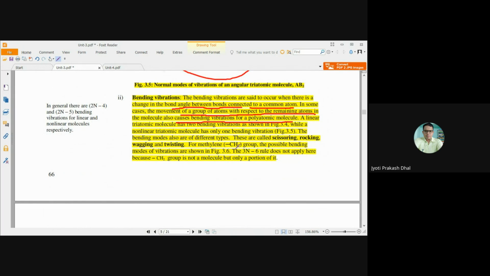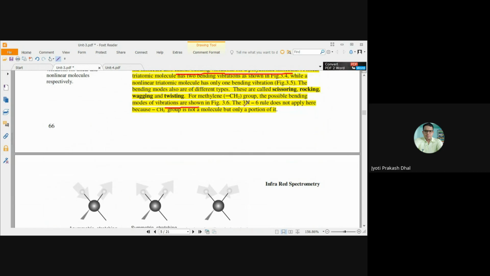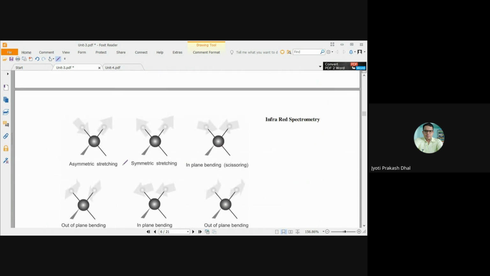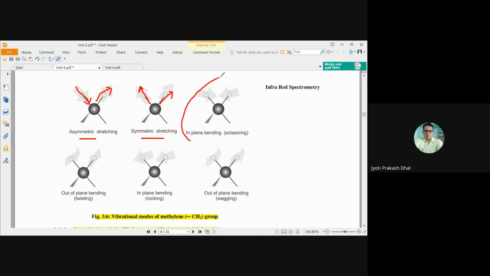Now, for the methylene group, that means the CH2 group, the possible bending modes of vibrations are shown here. The 3n minus 6 rule does not apply here because the CH2 group is not a complete molecule. So here you can see this is asymmetric stretching. That means one hydrogen will compress and another will elongate. And for symmetric stretching, both the hydrogen atoms will elongate. Now in plane bending, that is scissoring, one hydrogen atom will bend towards this and another will bend towards this. So that is called scissoring.